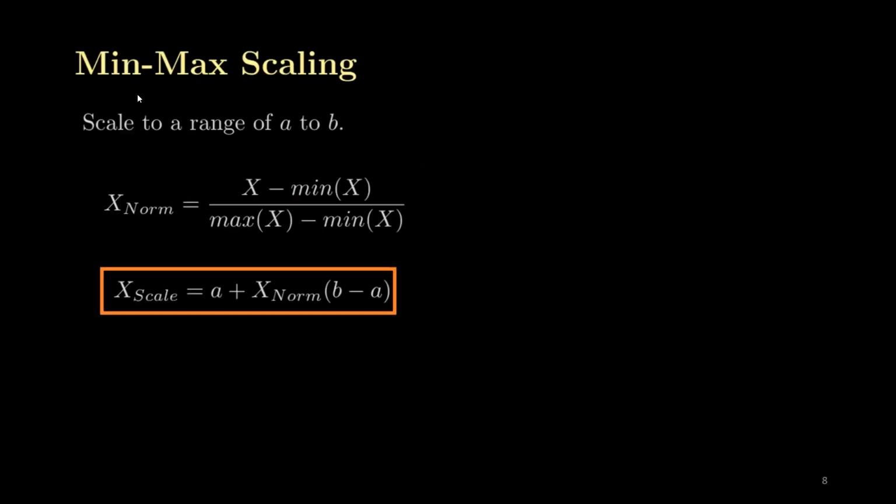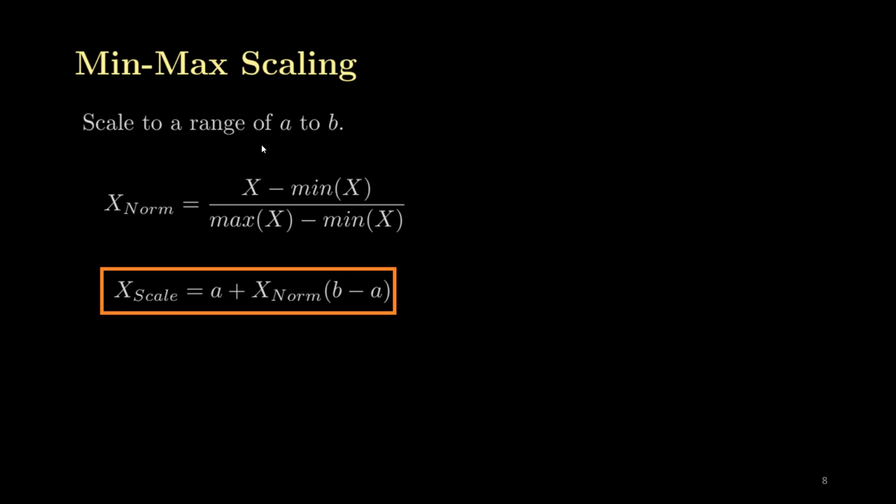The other technique is min-max scaling. Here we can select our own range. That is, if I want to transform my data between -1 and +1, I can select A equal to -1 and B equal to +1. Similarly, if I want to transform my data between -2 and +2, in that case, I can select A equal to -2 and B equal to +2. So in min-max scaling, we can select any range.